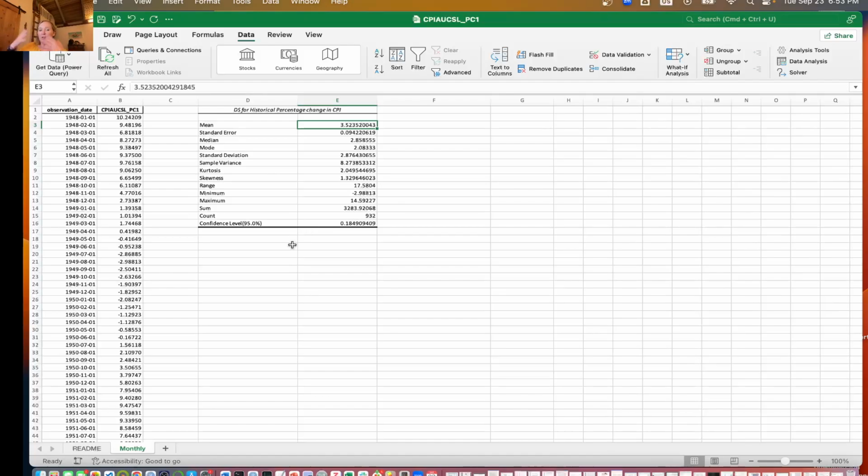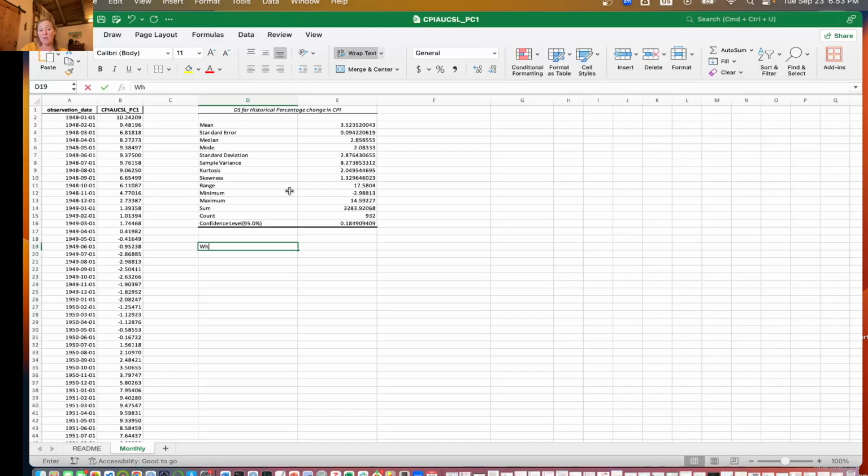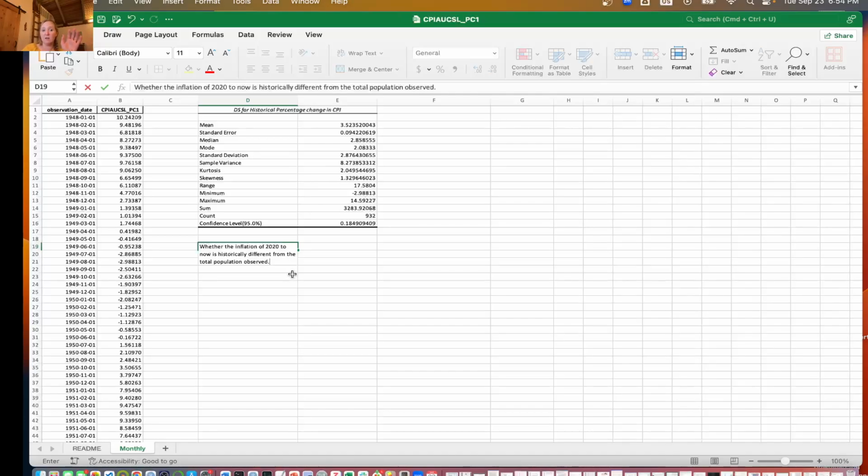And of course, in the background, you're getting your wage increases and all of those other things are occurring in itself. But the price itself of the good is getting about 3% higher. Okay. Our hypothesis testing is looking at whether the inflation of 2020 to now is historically different from the total population observed. That's the question.